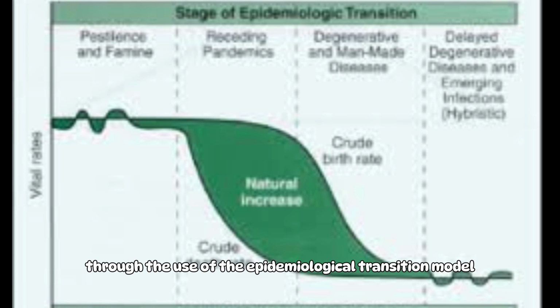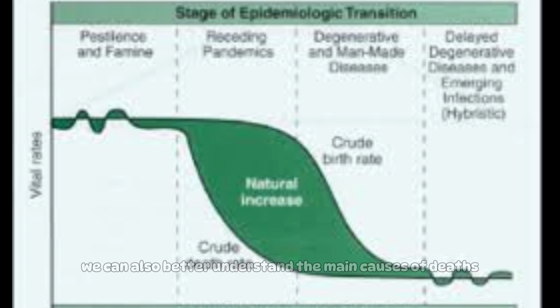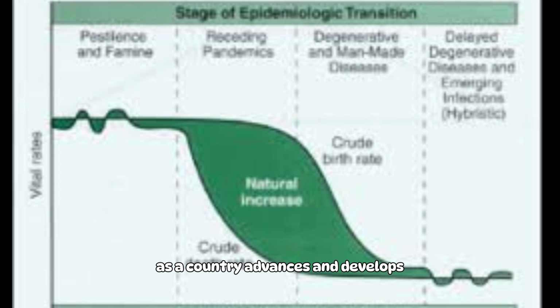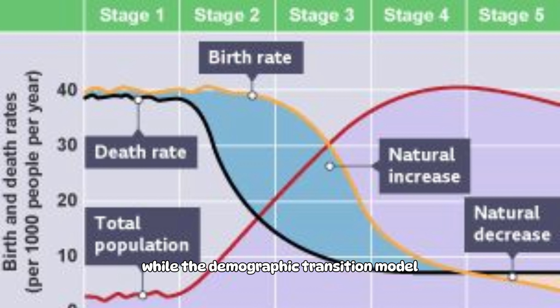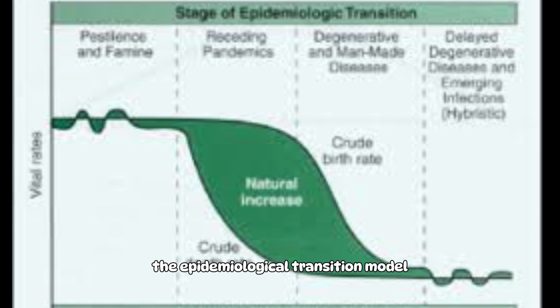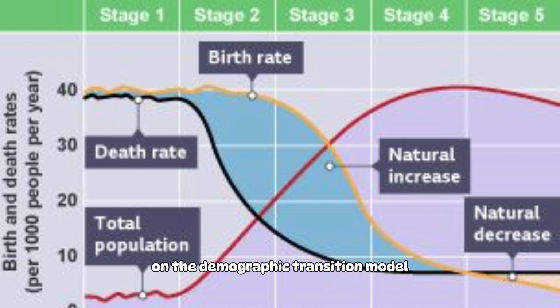Through the use of the epidemiological transition model, we can also better understand the main causes of deaths as a country advances and develops. While the demographic transition model focuses on population trends, the epidemiological transition model looks at shifts in diseases and death patterns that lead to population drops on the demographic transition model.